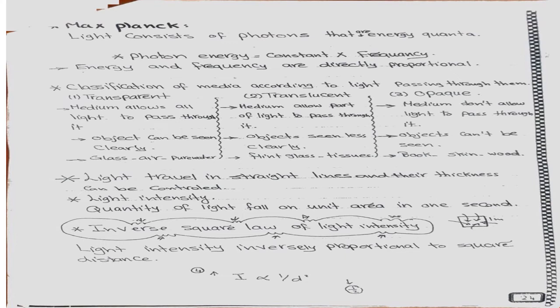اللي هي قوة الضوء. طيب, what's meant by inverse square law of light intensity? That means that light intensity is inversely proportional to the square of the distance. يبقى inverse square law of light intensity means that light intensity is inversely proportional to the square of the distance.